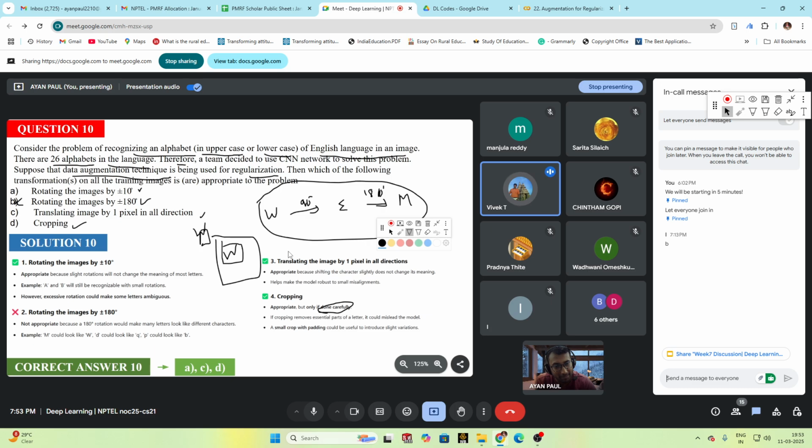MCQ questions are always tricky, and whenever you have multiple-choice questions with multiple correct options, they are more tricky because you can miss some options, or you can guess one or two options wrong. So this is always a trouble whenever we are dealing with MCQ. But another important thing in NPTEL is that you don't have any negative marking, so this is a positive point.